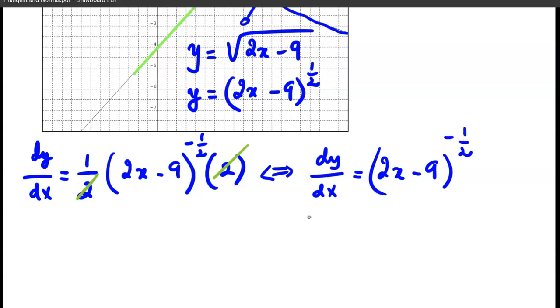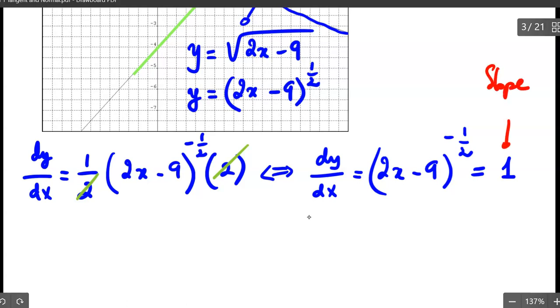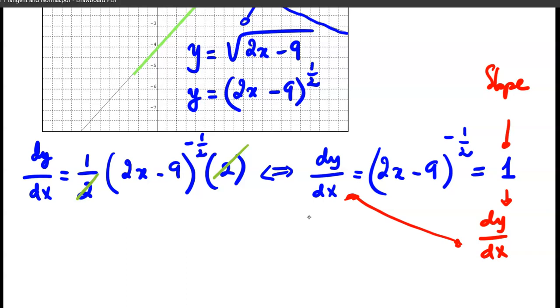And don't forget, this is actually equal to 1, right? So equal to 1. This is the slope. So this is in fact dy over dx here. Okay, so there it is, dy over dx equal to 1. So now you can use this equation.